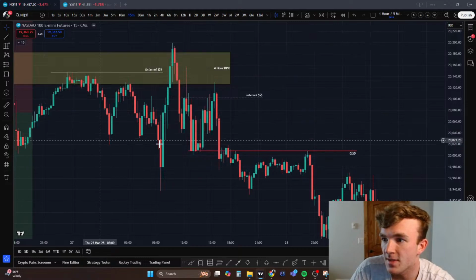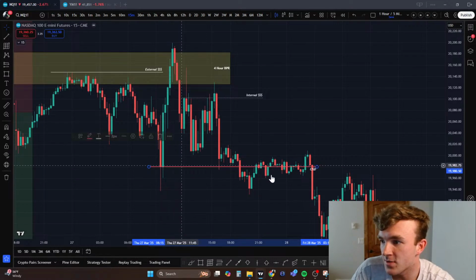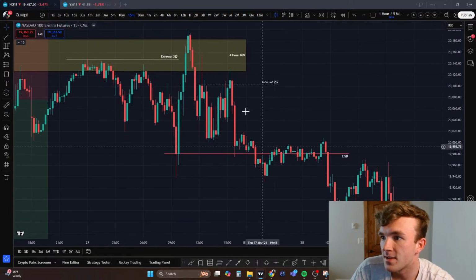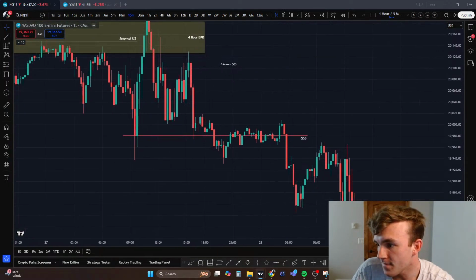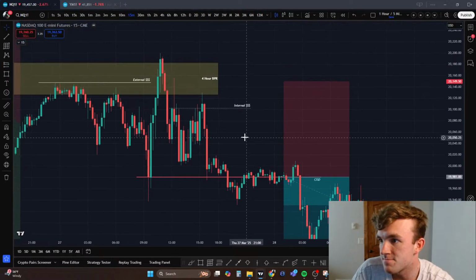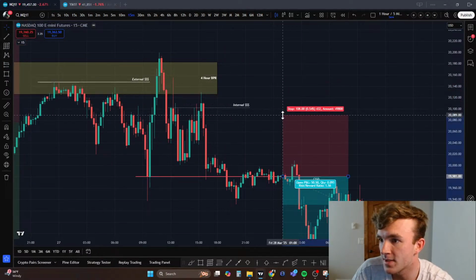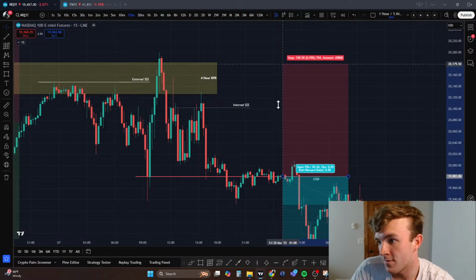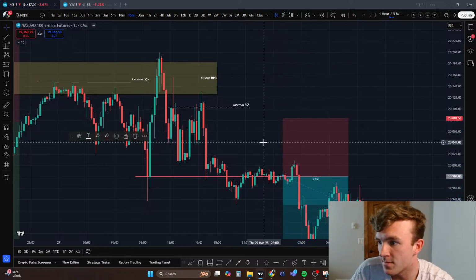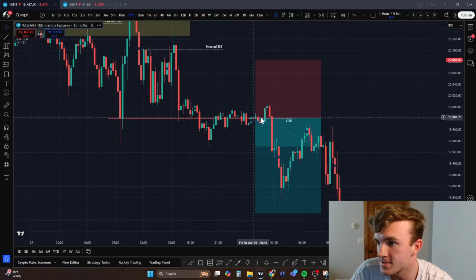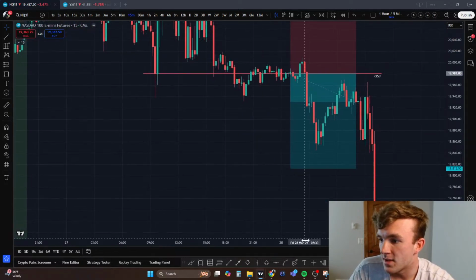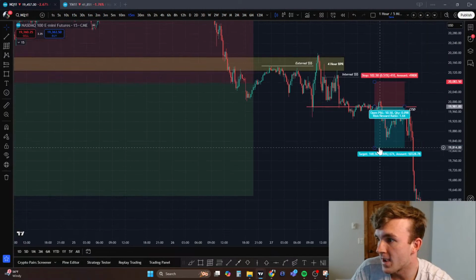I don't know if that counts as change state delivery or not, so we're going to mark this out instead. And then, yeah, you could just do like I like to do, 2/3 of the way to the internal high, or the external high if you want, but boom, change state delivery. And then we go run down to the opposite side of the range here.